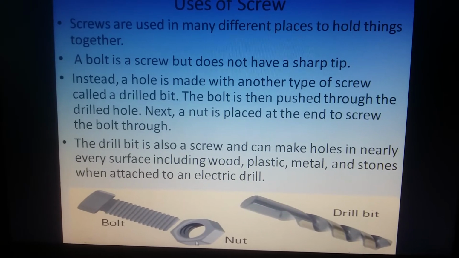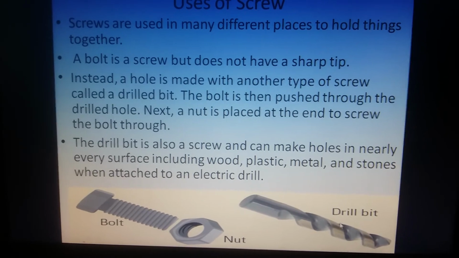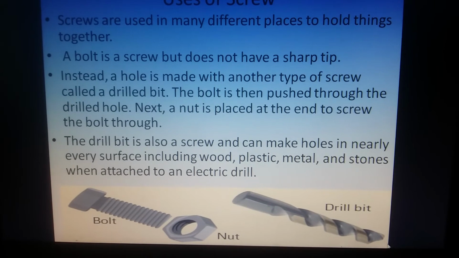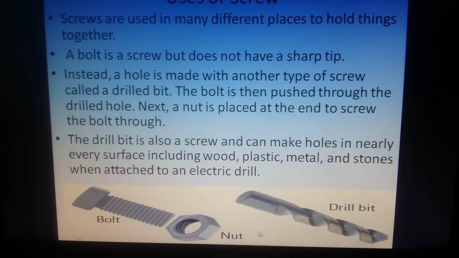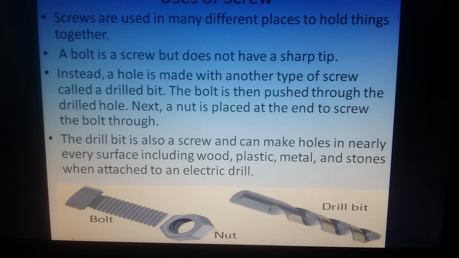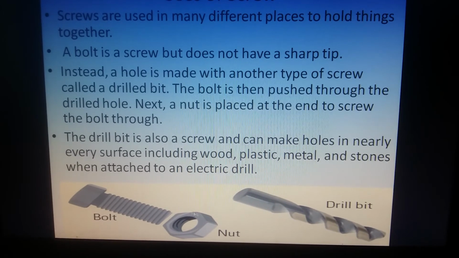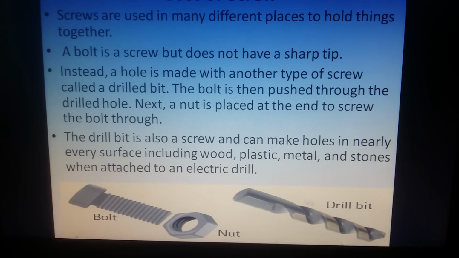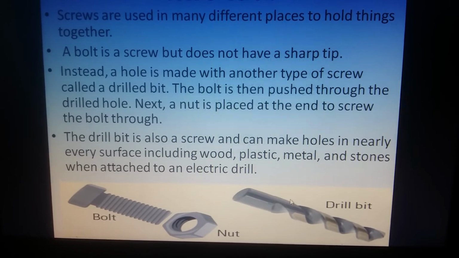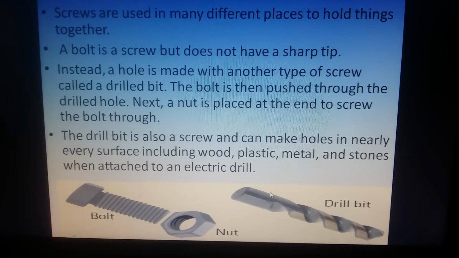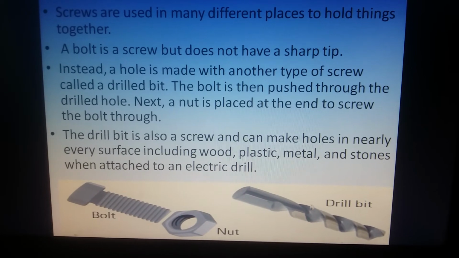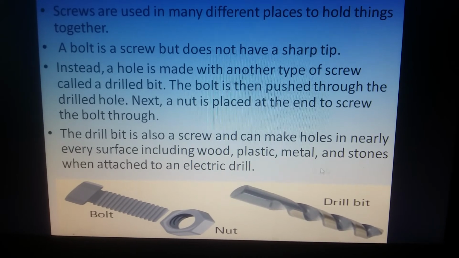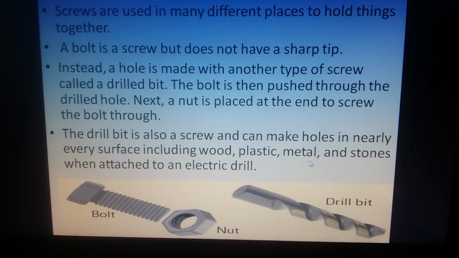Instead, a hole is made with another type of screw called a drill bit. The bolt is then pushed through the drilled hole. Next, a nut is placed at the end to screw the bolt through. This drill bit is also a kind of screw, and it can make holes in nearly every surface. If we attach it to an electric drill, it can make holes in nearly every surface, including wood, plastic, metal, stone, etc.